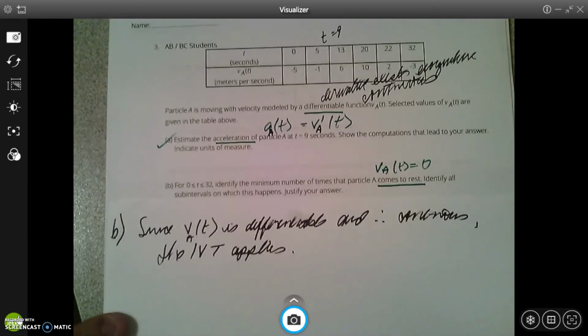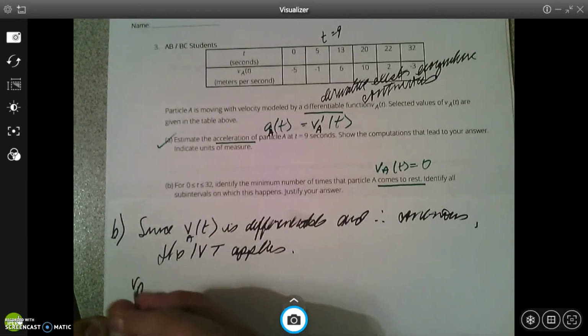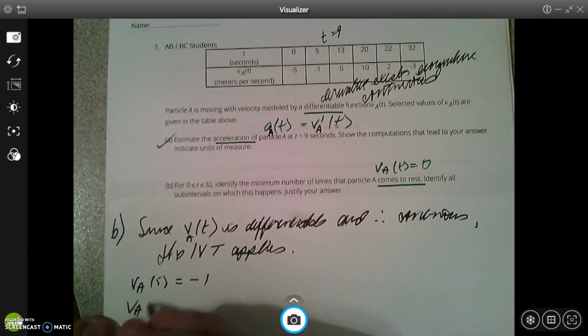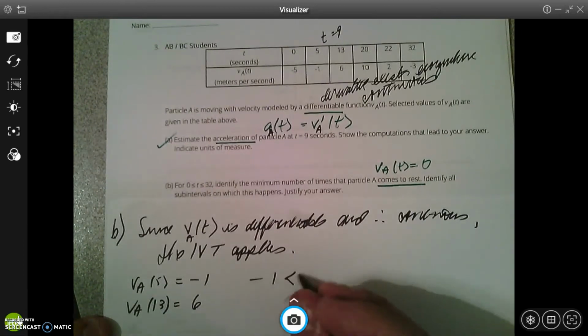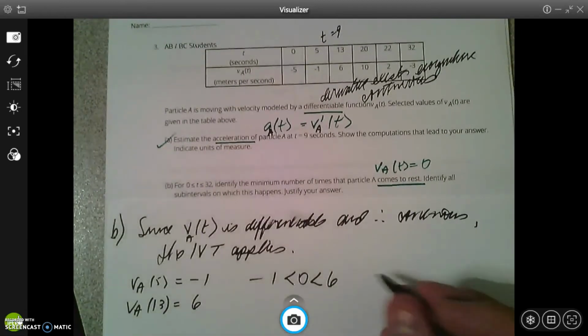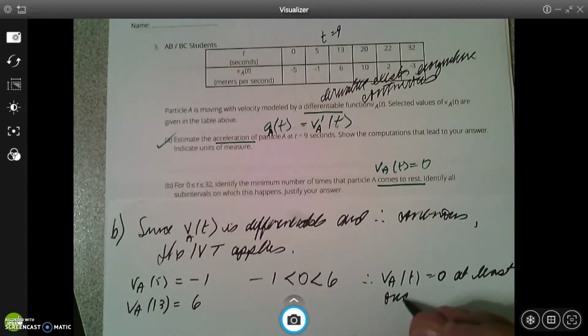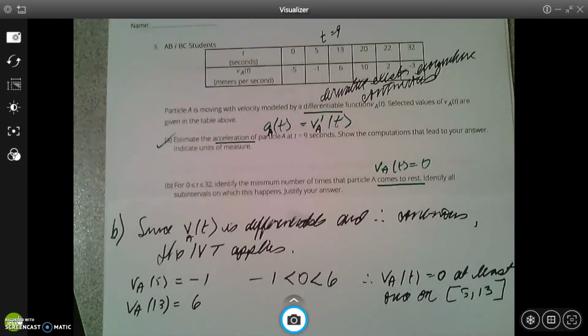Well, what were the intervals I was interested in? We know that v sub a of 5 is equal to -1. The velocity of the particle at time 13 is equal to 6. -1 is less than 0, which is less than 6. Therefore, the velocity of the particle is equal to 0 at least once on the interval 5, 13.